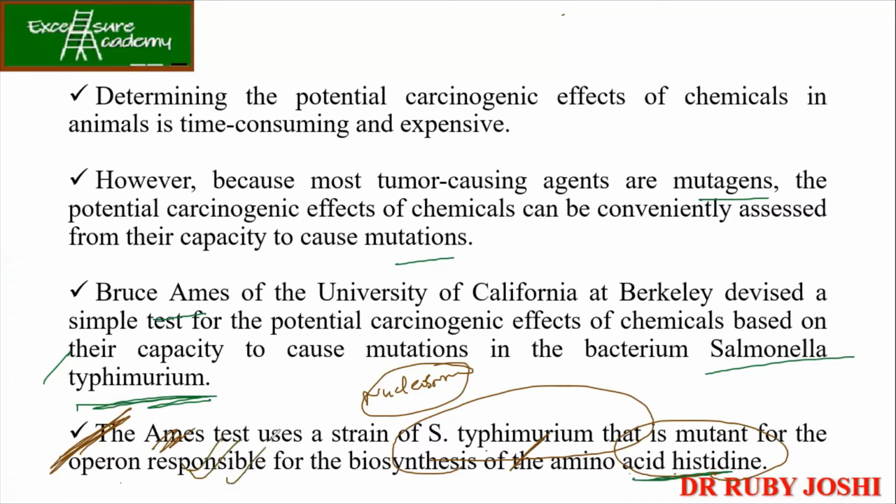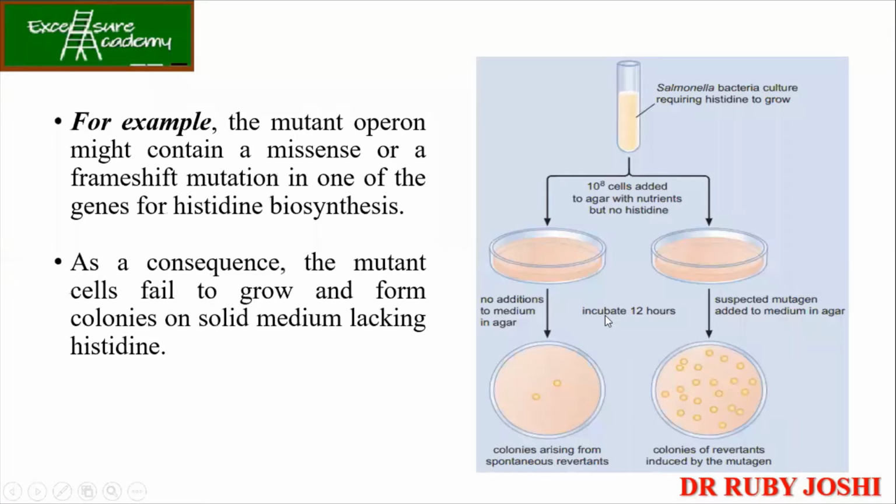Okay, but is this much concept clear? Let's see the experiment and then we'll come to that. Okay. So for example, the mutant operon might contain a missense or a frameshift mutation in one of the genes for histidine biosynthesis. I guess everyone knows what a missense and a frameshift mutation is, right? Okay.